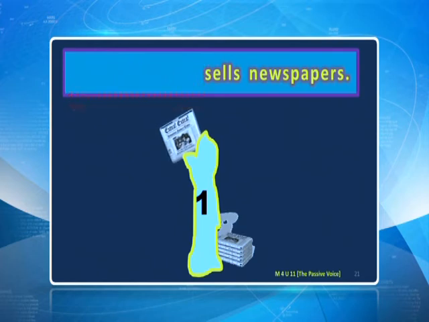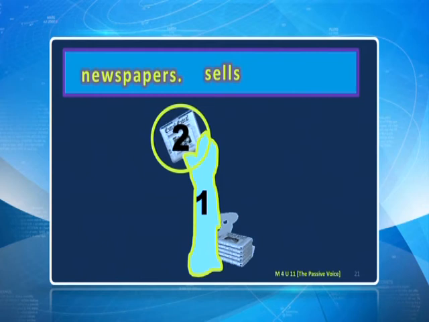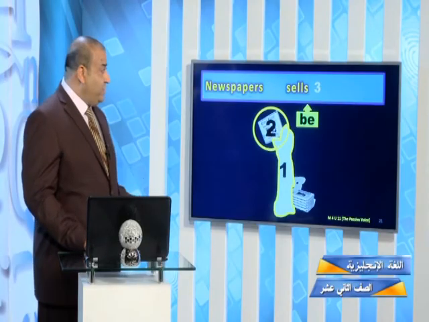Then we have to bring the object of the active sentence to the beginning of the passive sentence, with, of course, some amendments. You have to put the capital letter at the beginning of the word. The third step is to think of the right tense of verb to be, which goes hand in hand with the main verb of the original sentence, which is the active sentence.